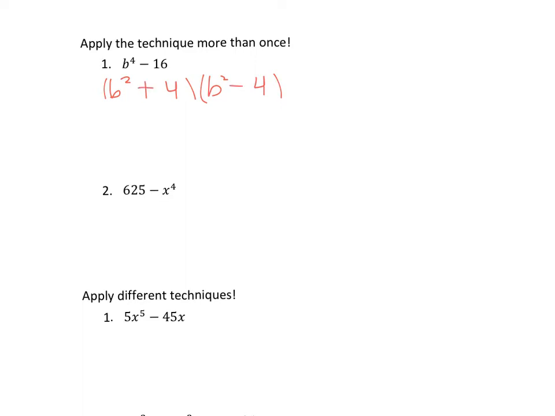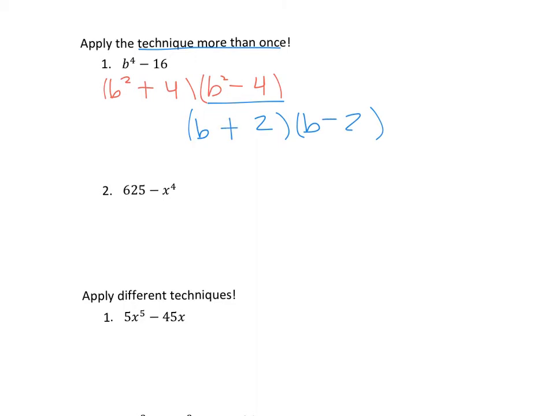But now, applying the technique more than once means this b squared minus 4 is also the difference of squares, right? That's also the difference of squares. And so I could break that down into the square root of b squared is b, square root of 4 is 2, and one's a plus and one's a minus.